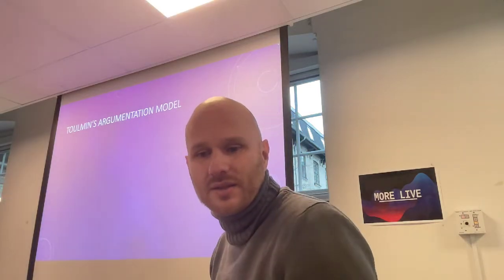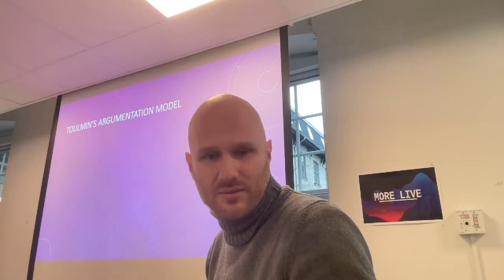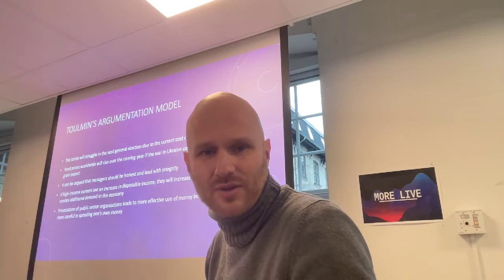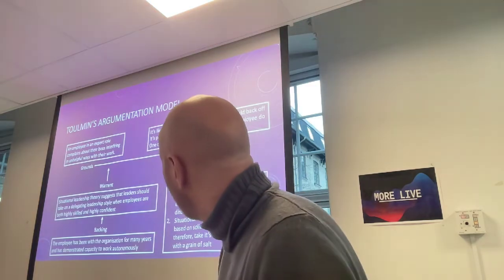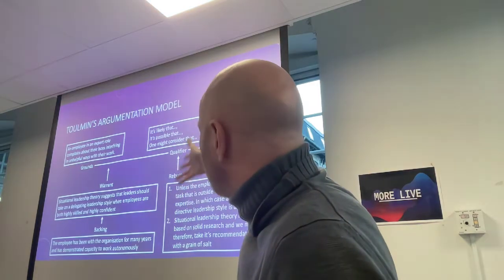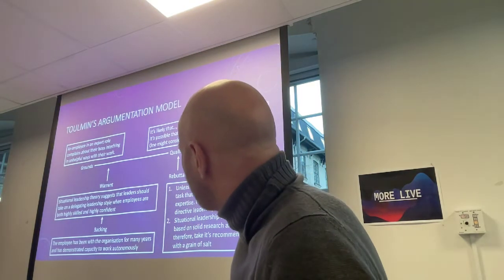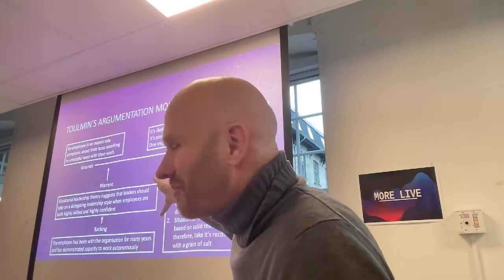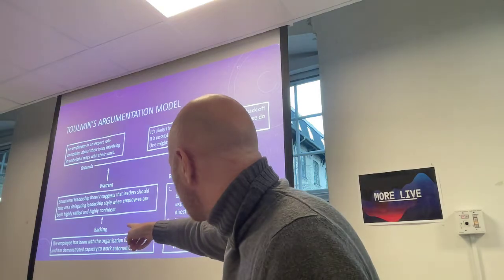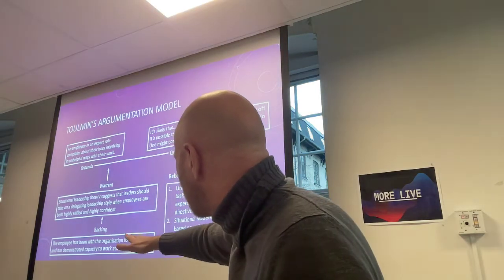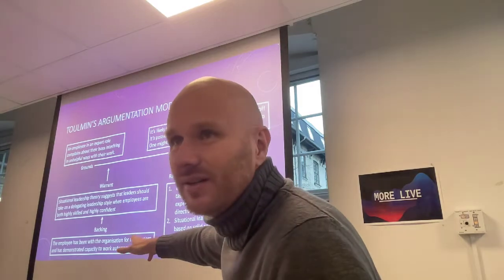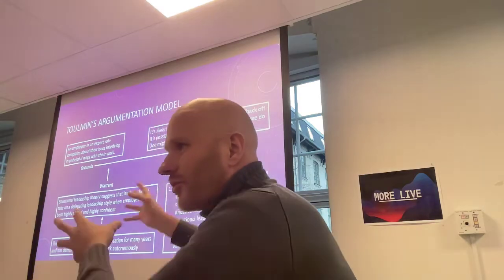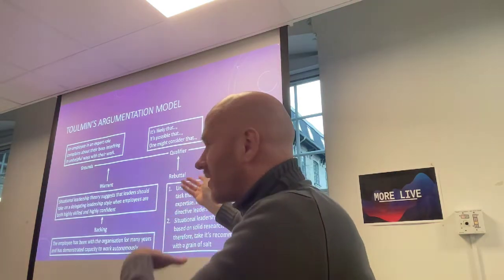Cool. Then there's the more complex one. Where did it go? Oh, okay. We're going to go straight for the complex one here. An employee, it's the same one, but you see there's been added three things. The first one over here is backing. It's extra backup, right? So you see the employee has been with the organization for many years and has this demonstrated capacity to work autonomously, right? So that's extra backing that feeds into the theory that supports your claim.